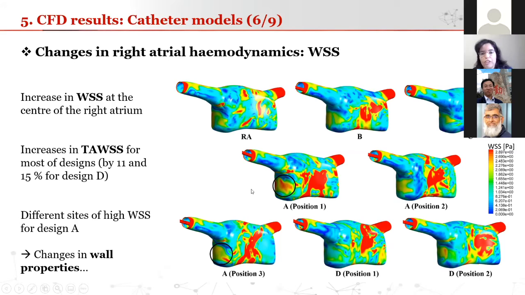Wall shear stress is a parameter which can have an impact on the mechanical properties of vessel walls, as previous studies have shown. So if these increases occur with catheter placement, maybe it can be an indication of some problems which may occur with changes in the biomechanical properties of the wall. This would need to be further verified in future studies again.